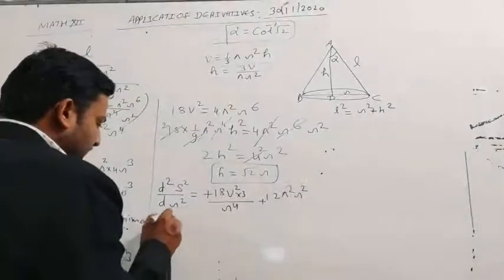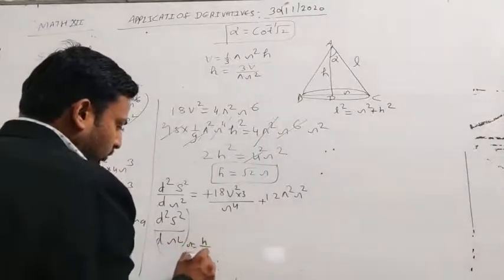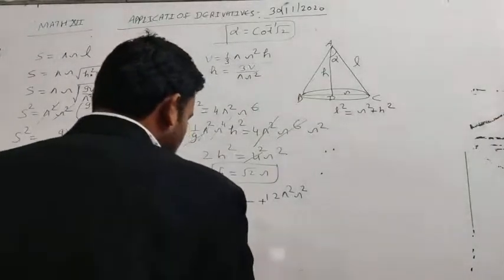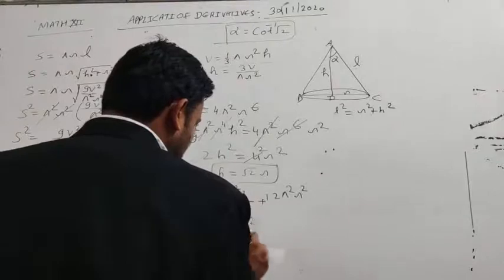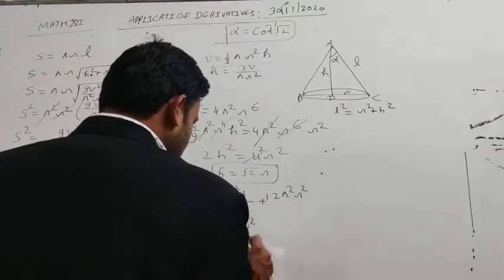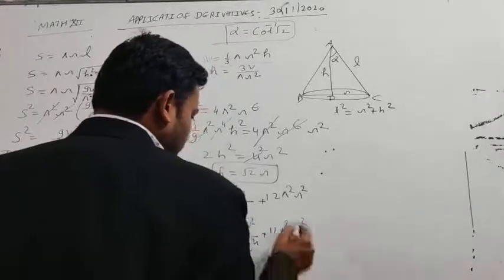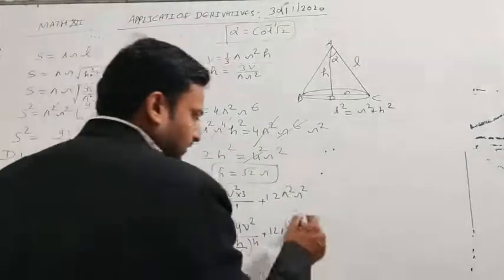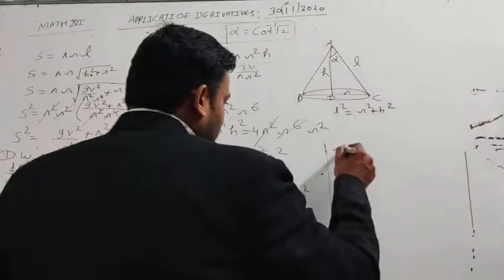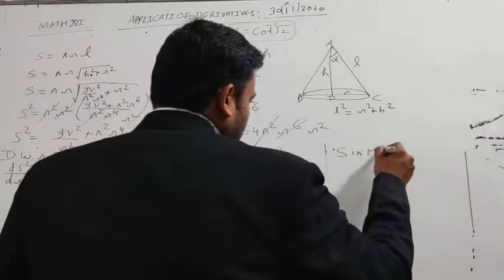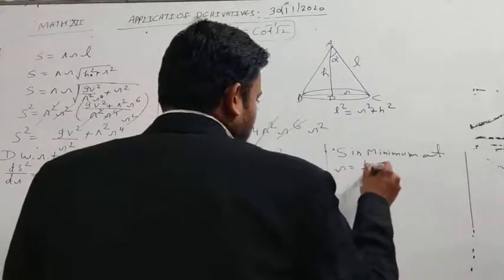So at the point r is equal to h by root 2, when we put this in the place of r in d2S by dr2, it will change to 18v square by (h by root 2) to the power 4, plus 12 pi square h square by 2. So this whole quantity is a positive quantity, and this will give us greater than 0. So our second derivative is positive, so S is minimum at r is equal to h by root 2.